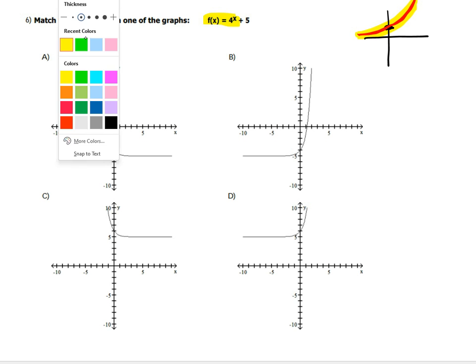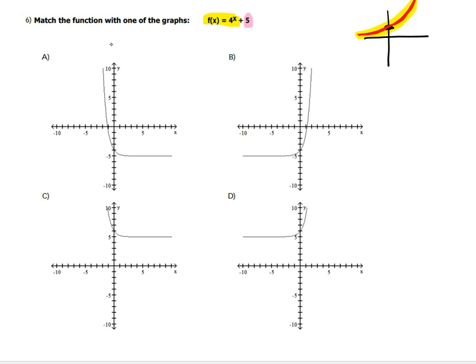But then we add 5 to it. So that means this thing is going to go up 5 units. So it's going to go from here at 0, 1, then go up 1, 2, 3, 4, 5 to here. So looking at this picture, that would be this one. It's at 0, 6, but remember it started at 0, 1, so it went up 5 and it looks like that. It's D.